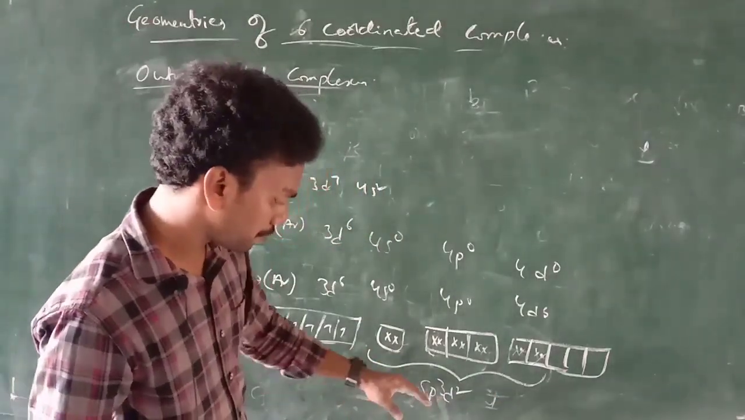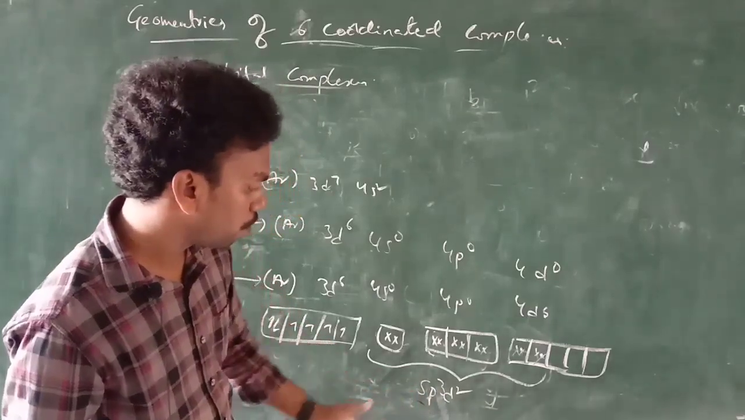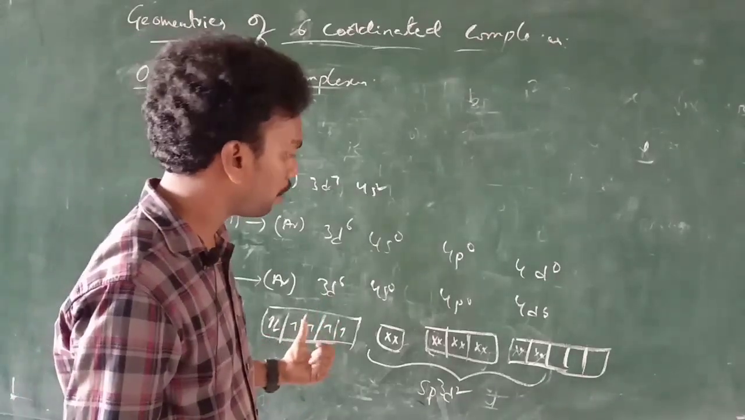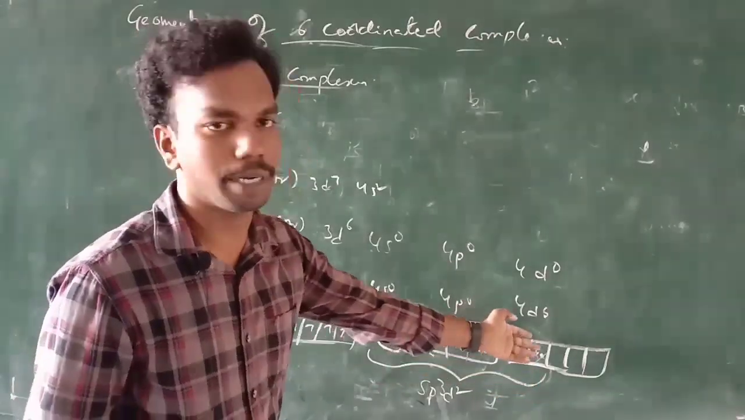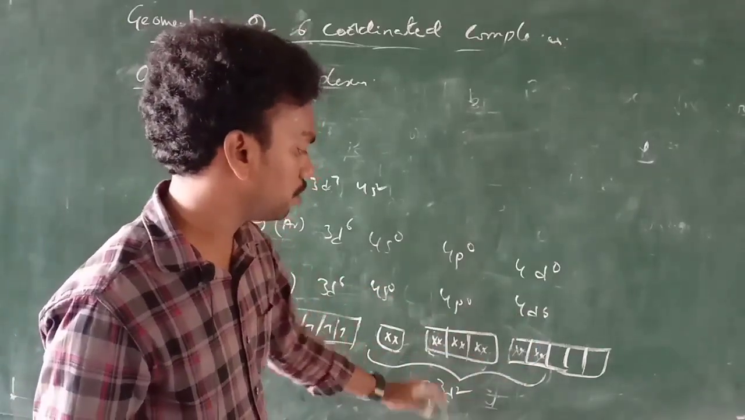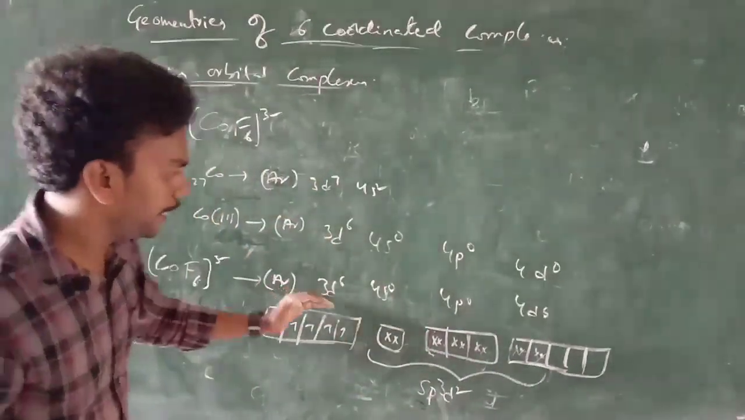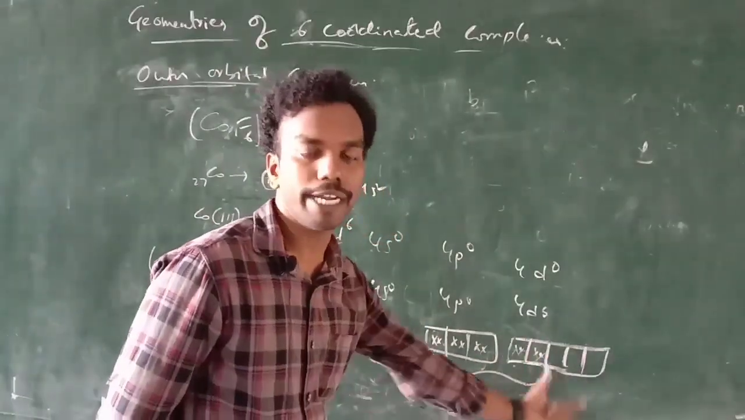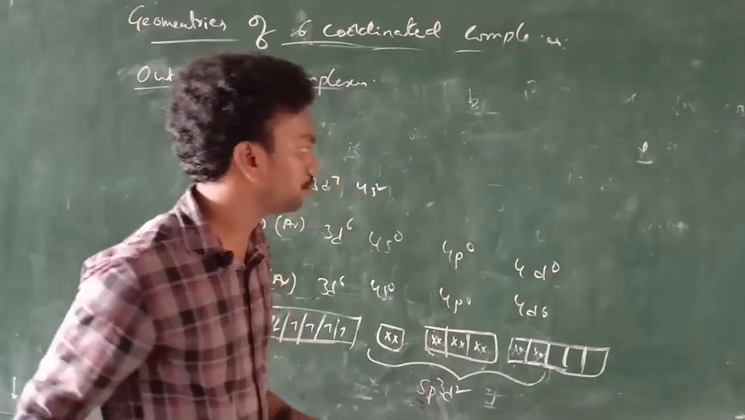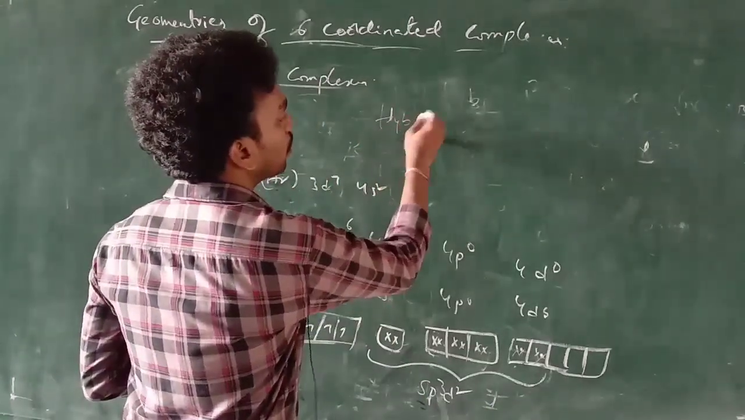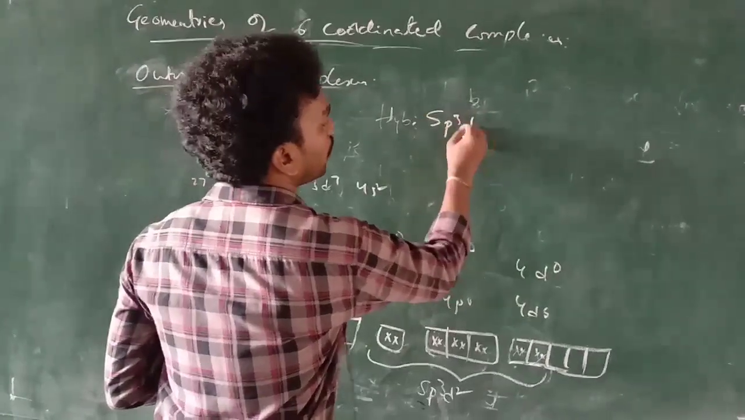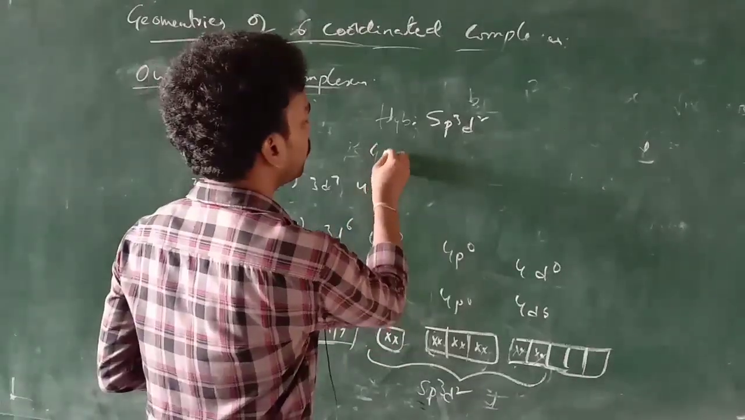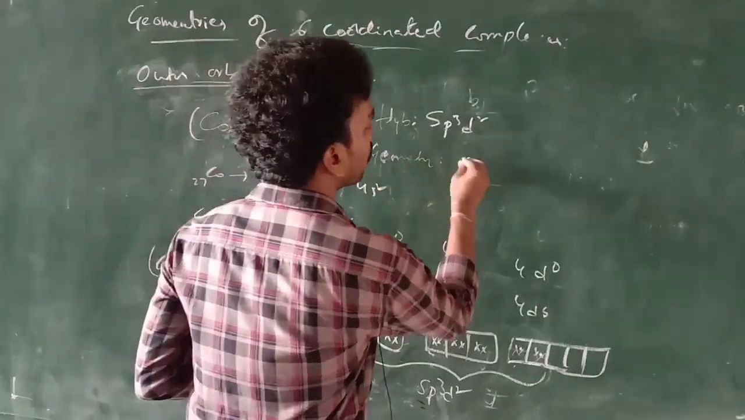In this hybridization, which d orbitals are involved? Either inner d orbitals or outer d orbitals. Yes, outer d orbitals are involved in the hybridization, so this is an outer orbital complex. So 3d and 4d: 4d is outer and 3d is inner. In the hybridization, these 2 outer d orbitals are involved. So the hybridization is sp3d2, outer d orbitals are involved, so this is an outer orbital complex, and the geometry is octahedral.